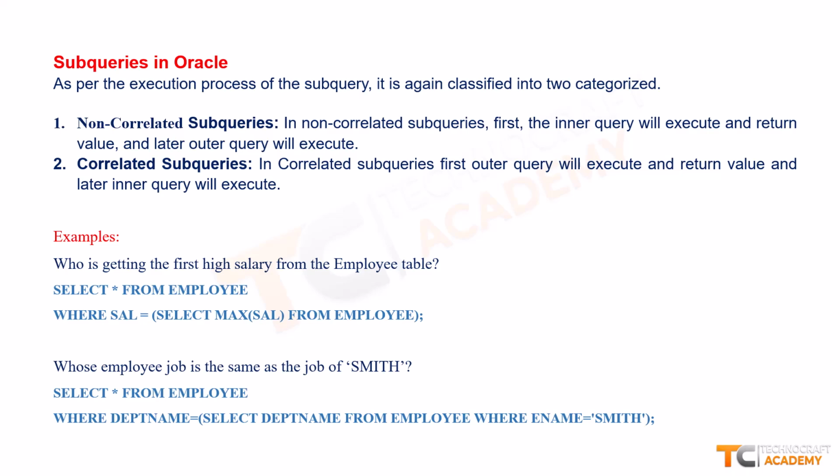And in correlated subqueries, first the outer query will execute and return a value, and then the inner query will execute. Whatever value the outer query returns is passed to the inner query, and then the inner query gets executed. So this is a correlated subquery. Okay, I have listed down some examples to get into more detail on subqueries.